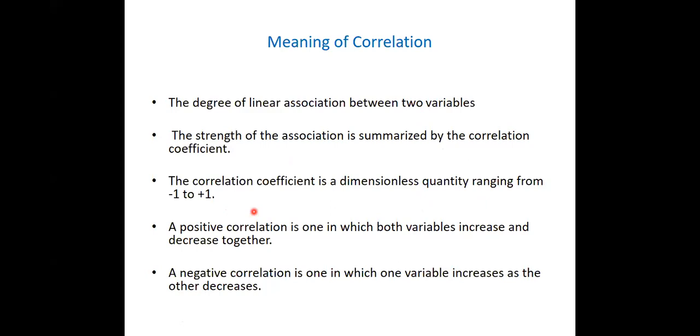That's the meaning of being dimensionless. A positive correlation is one in which both variables increase and decrease together. Negative correlation is one in which, as one variable increases, the other one decreases. You know, this middle statement, the correlation coefficient is a dimensionless quantity ranging from -1 to +1.